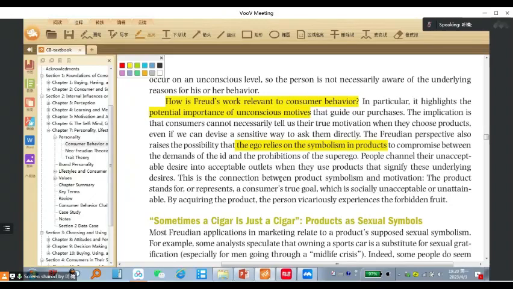So there is the connection between product symbolism and motivation. So we buy the product which can stand for a consumer's true goal. The person experiences the forbidden fruit.